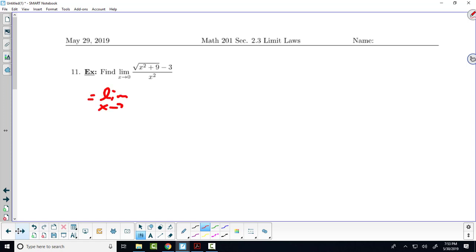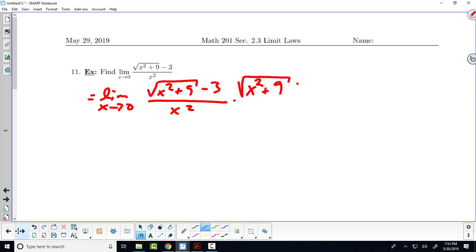The limit as x approaches 0, I've got to keep writing that limit, of the square root of x squared plus 9 minus 3 all over x squared, and I'm going to go ahead and multiply this by the square root of x squared plus 9 plus 3 all over the square root of x squared plus 9 plus 3. Folks, am I allowed to just multiply an expression by any number I want?